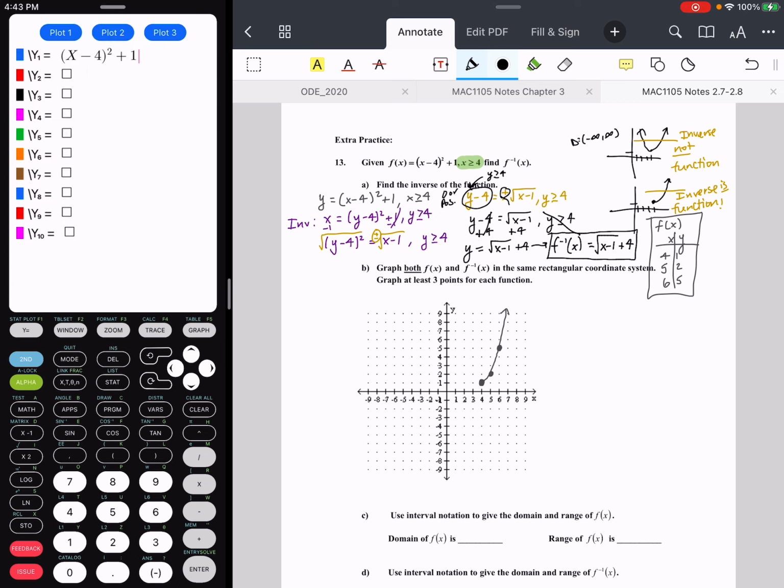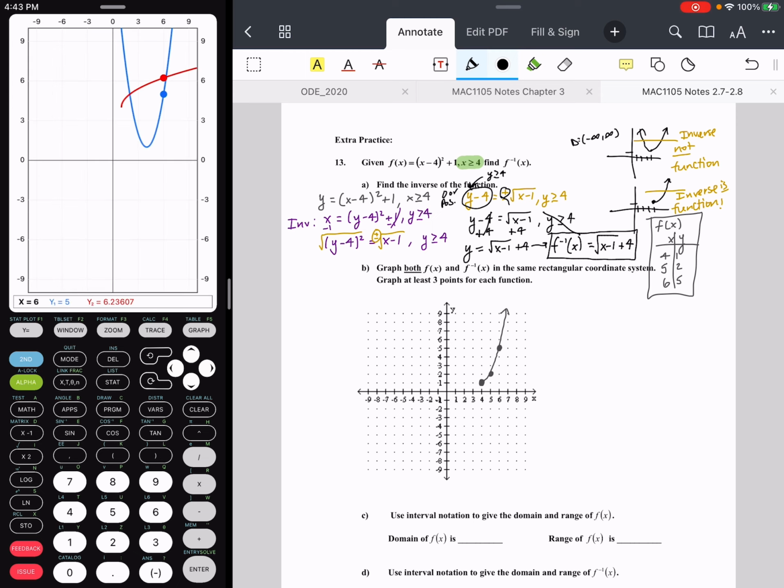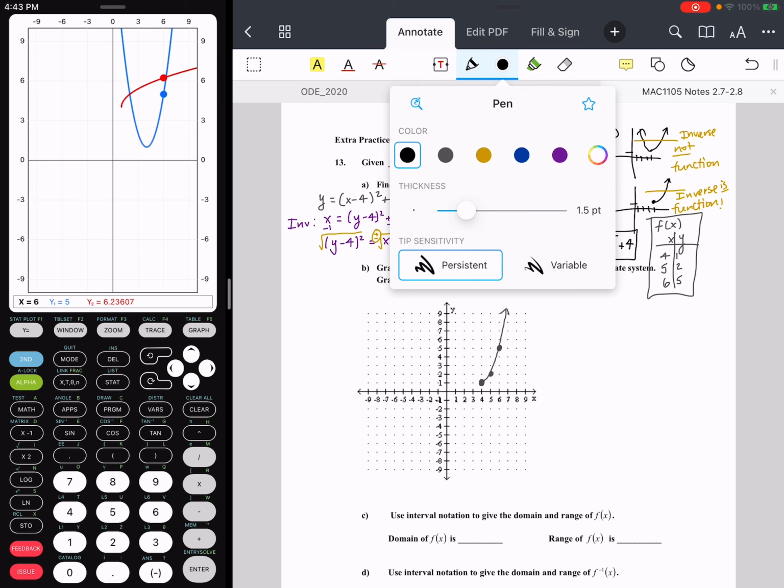So we want to graph that as well. Let's go ahead and put that in our graphing calculator while we're over here. So square root of x minus 1, scoot out of there, and then we have plus 4. All right, and remember in our blue parabola that's on the graphing calculator, pretend like the left half isn't there, it's only that right half. And then that red function is the inverse function.